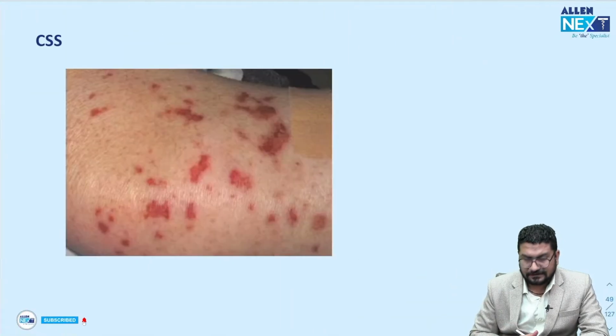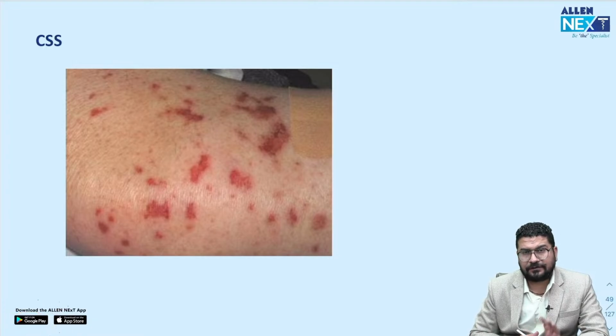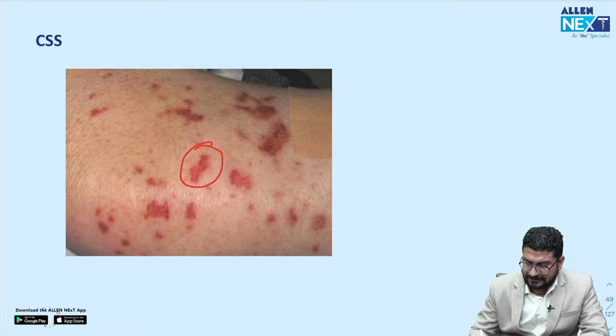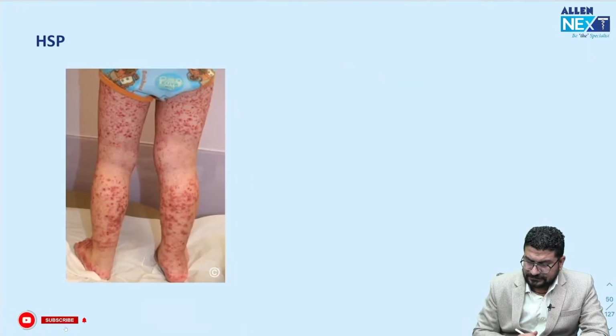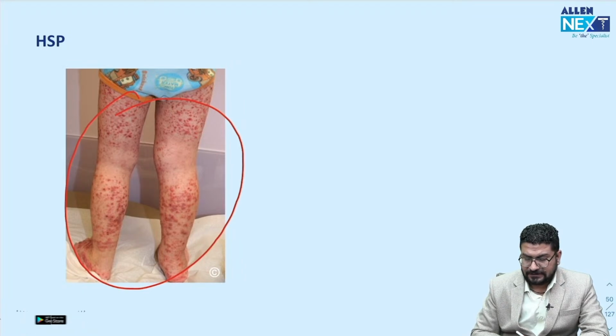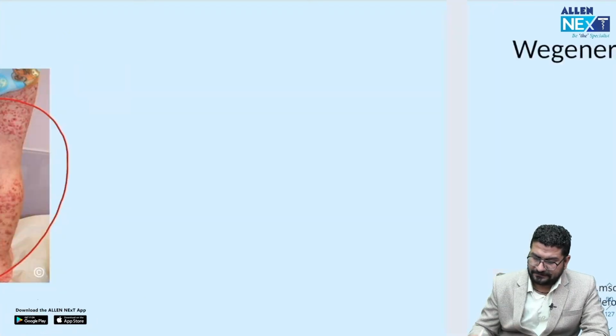Churg-Strauss syndrome, so it is something which looks like asthma. So the patient will have asthma-like symptoms, eosinophilia, and you can see this rash. Then coming to Henoch-Schönlein purpura, this type of photo they tend to ask in exam. It is associated with IgA nephropathy.